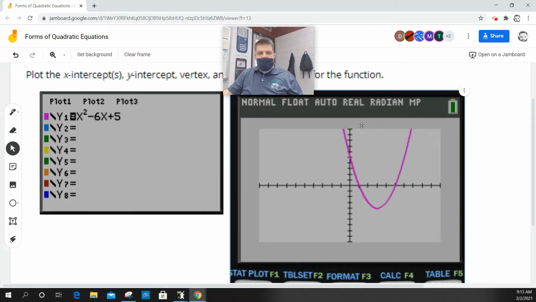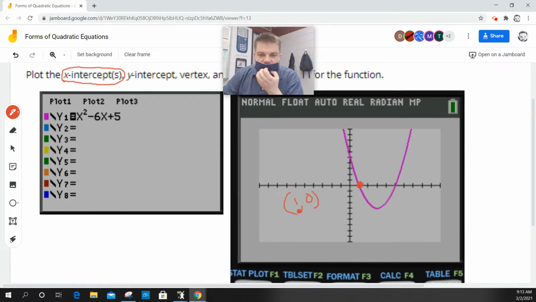What were we asked to find? The x-intercept. So where does it cross the x-axis? Well, it looks like it crosses at 1, right? So we're going to do the x-intercepts first. It looks like it crosses at 1, 0, and then 2, 3, 4, 5. Yeah, that makes sense because 1 times 5 equals 5, right? 5, 0. Those are the x-intercepts.